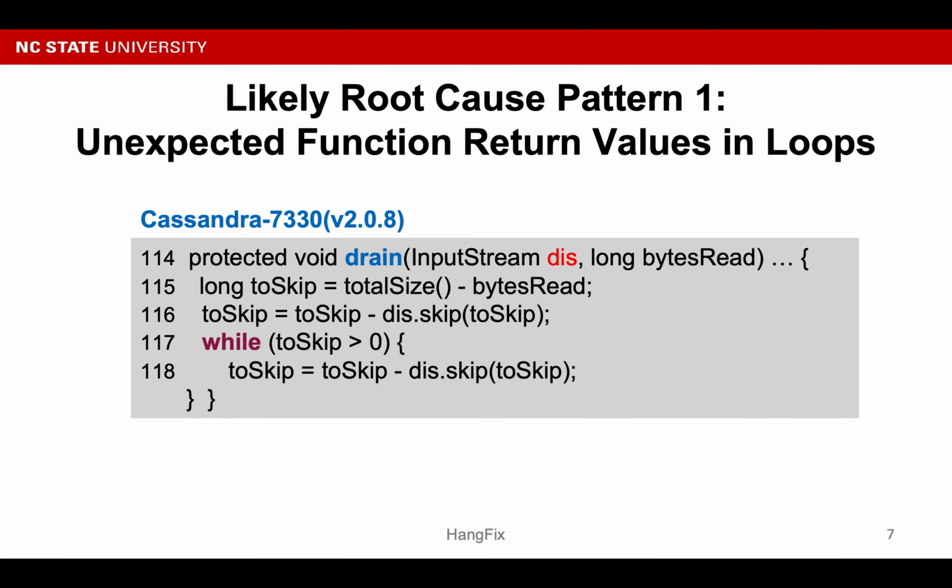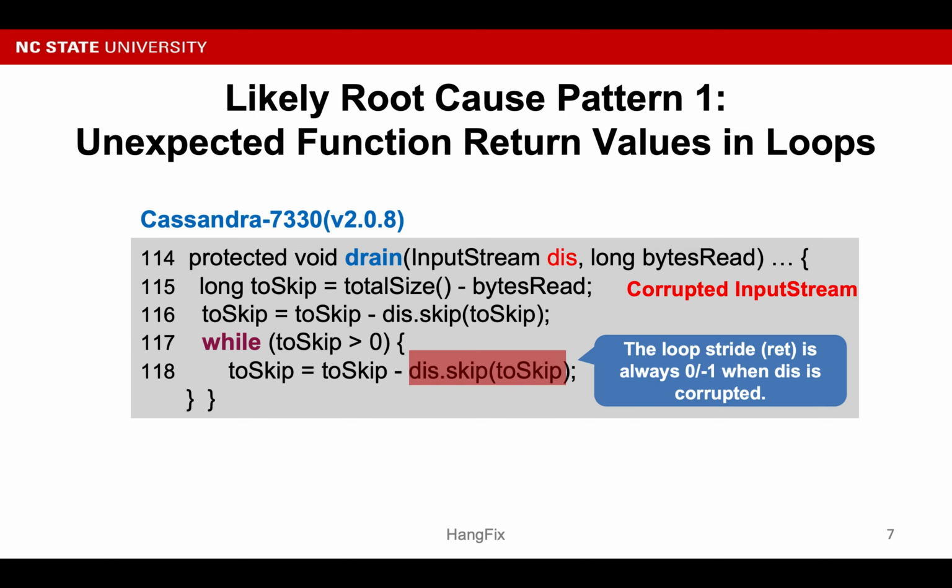This Cassandra bug shows an example of the pattern 1 bug. We identify the drain function as a hang function. Inside this function, there is a while loop. The loop start depends on the return value of the skip function. If the input stream is corrupted, then the skip function returns either 0 or -1. Therefore, the infinite loop happens.